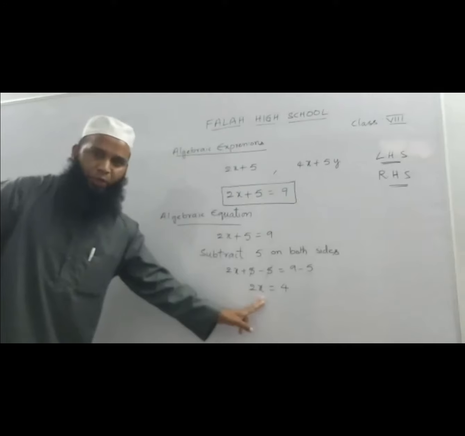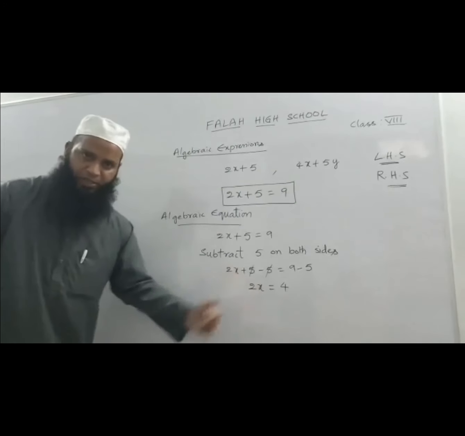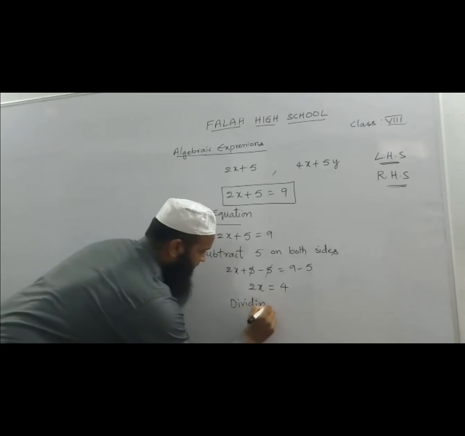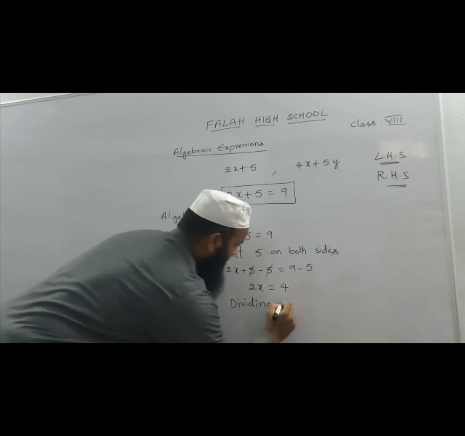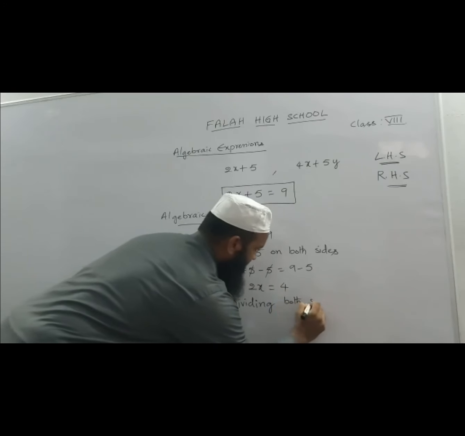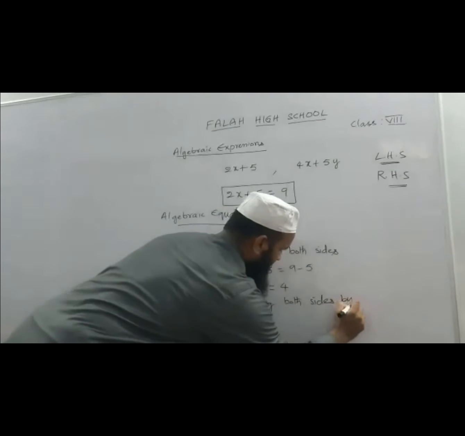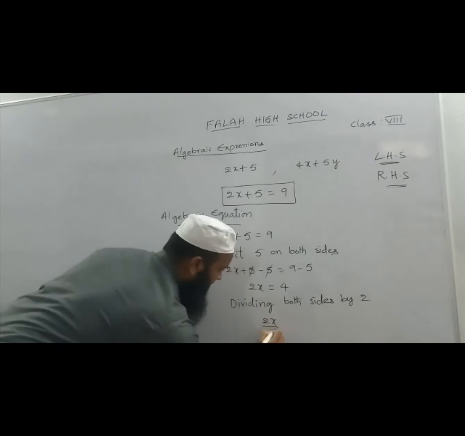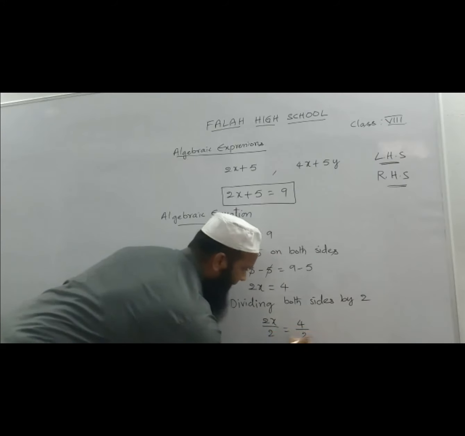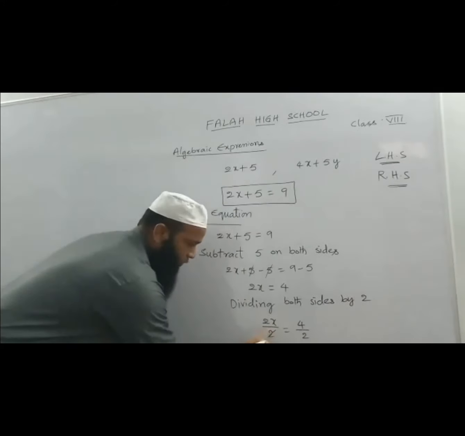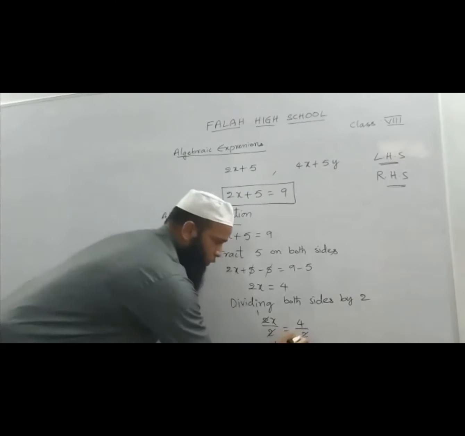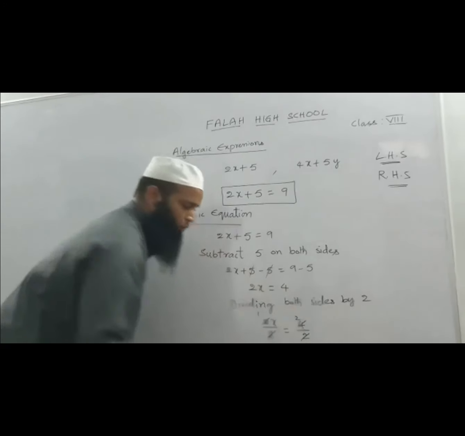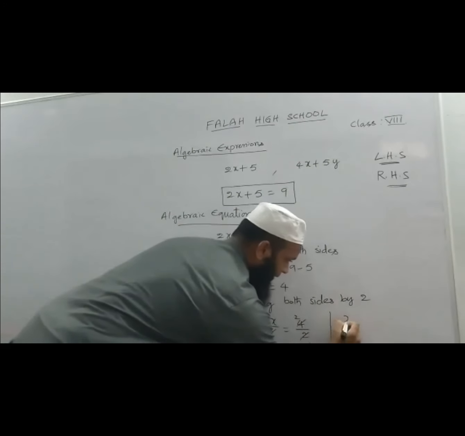Here 2 is multiplied to x. You can see very easily it is 2 into x, 2x. So I will divide both sides by 2. What happens now? Let us see. 2x by 2 is equal to 4 by 2. Now by the 2 table, 2 ones are 2, 2 twos are 4. I am left with x equal to 2. So I got here x equal to 2.